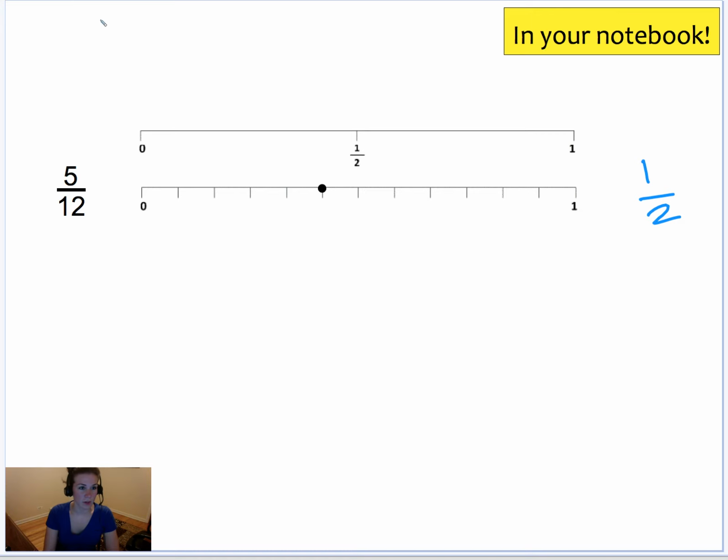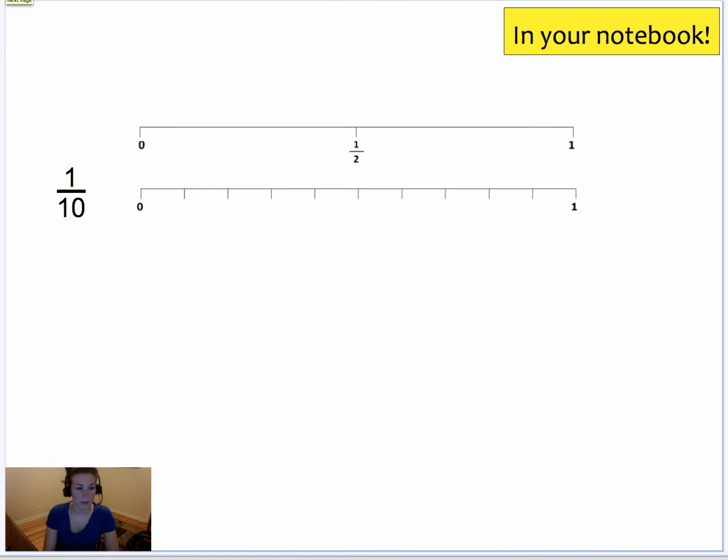And then my last fraction was 1/10. And so I divided my whole piece into 10 equal parts. And now the numerator is 1, so I'm going right to there. And I can tell that 1/10 is closest to 0.